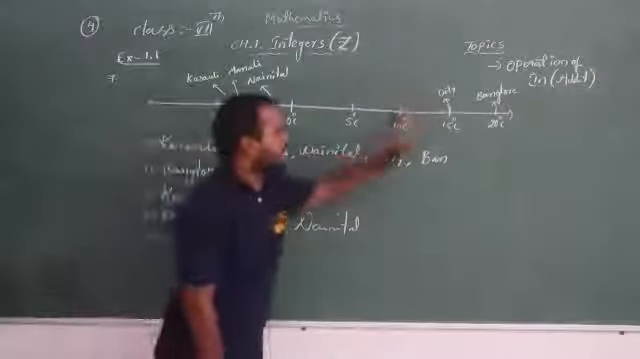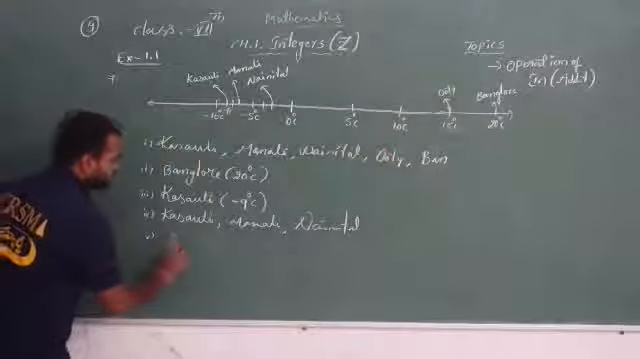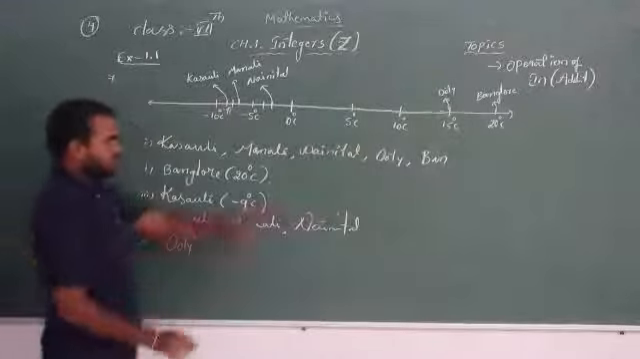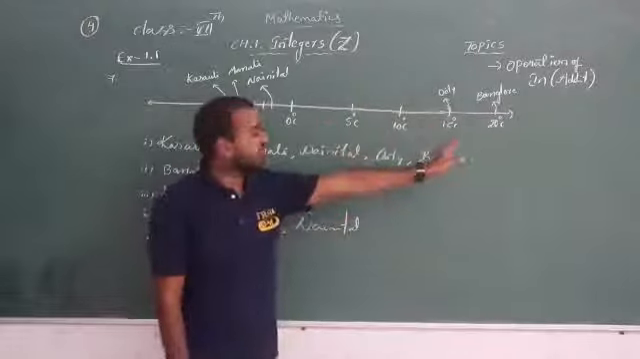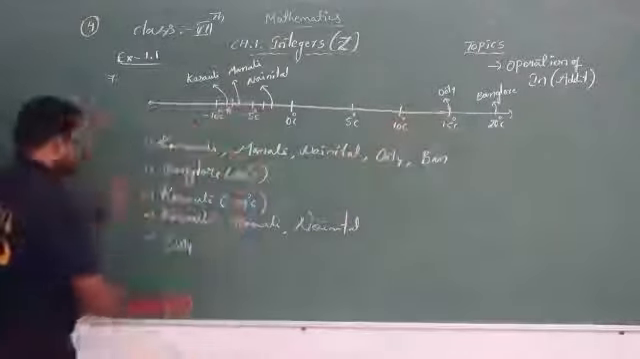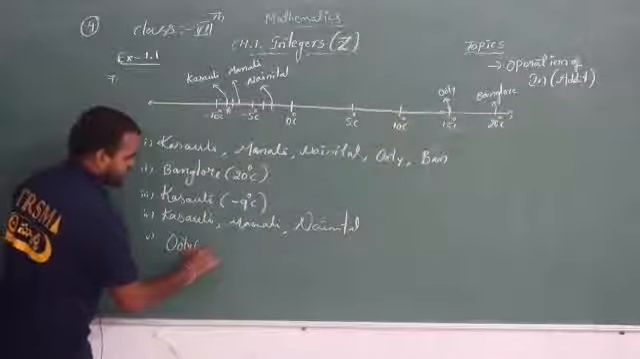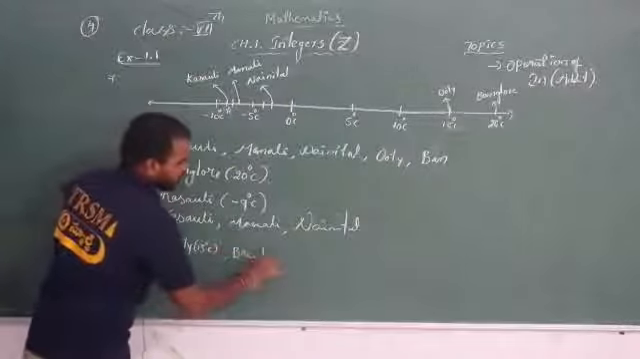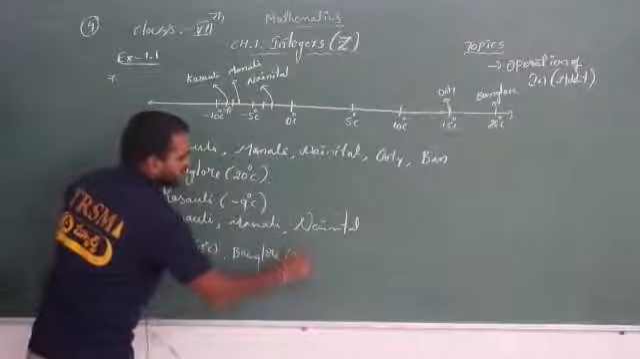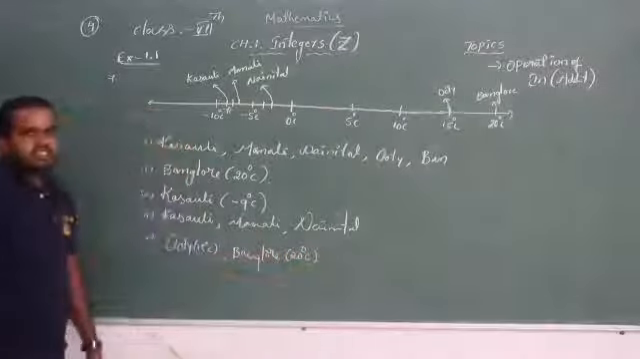So which will have Ooty? Ooty is on the right-hand side of 0, so it has more than 0 values. It is nothing but 50 degrees Celsius. And next, Bangalore. How many degrees will it have? It will have a temperature of 20 degrees Celsius.